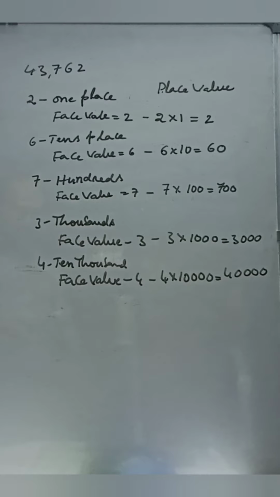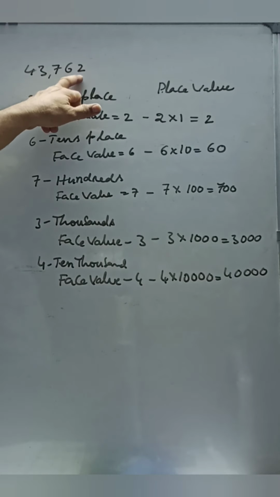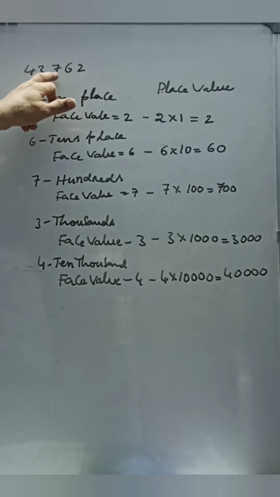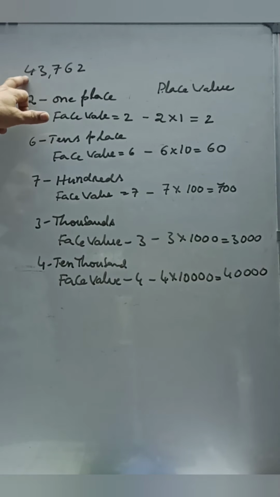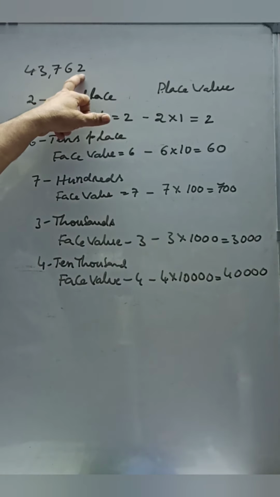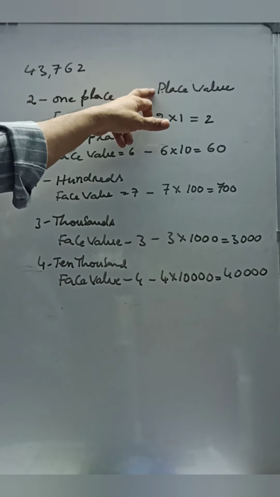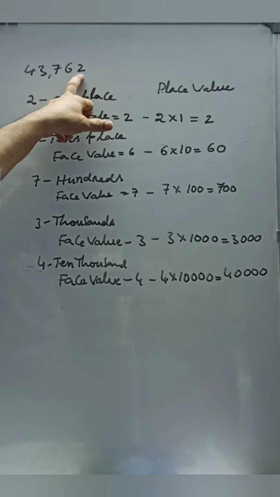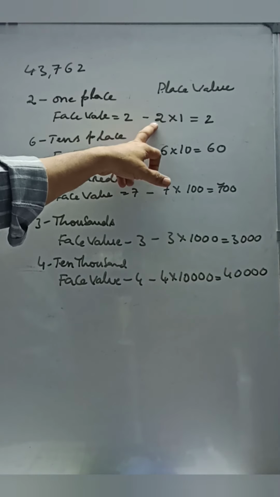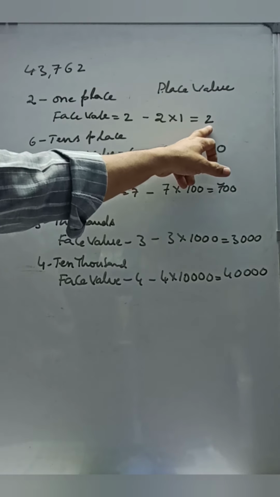So first we have to understand what is meant by face value. Face value is nothing but the digit itself. Face value of 2 is 2, face value of 6 is 6, face value of 7 is 7, face value of 3 is 3, face value of 4 is 4. To get the place value, the face value is multiplied by the place. 2 is in ones place. So to get the place value of 2, face value into place. Face value is 2 and the place is ones place. So 2 into 1 is 2.